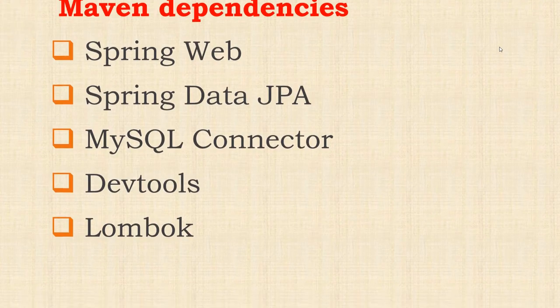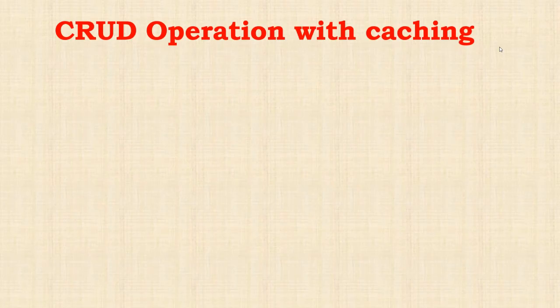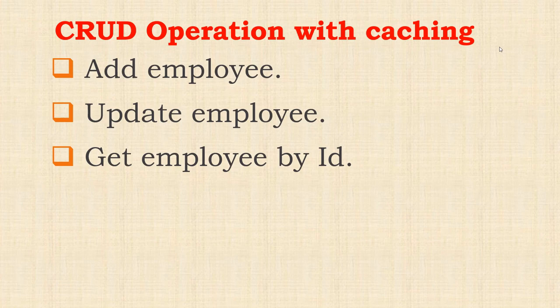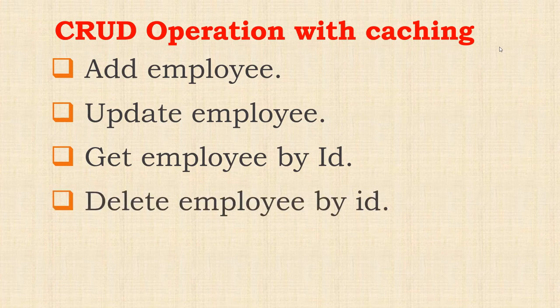CRUD operation with caching. We are going to add employee, update employee, get employee by ID and delete employee by ID. When we add, it will not reflect in your cache, but when you update, firstly it will update your cache memory, and then it will update your DB. In case of get, the first time it will fetch from DB, and the second time it will fetch from your cache. It will not fetch from DB because we are implementing a caching mechanism.